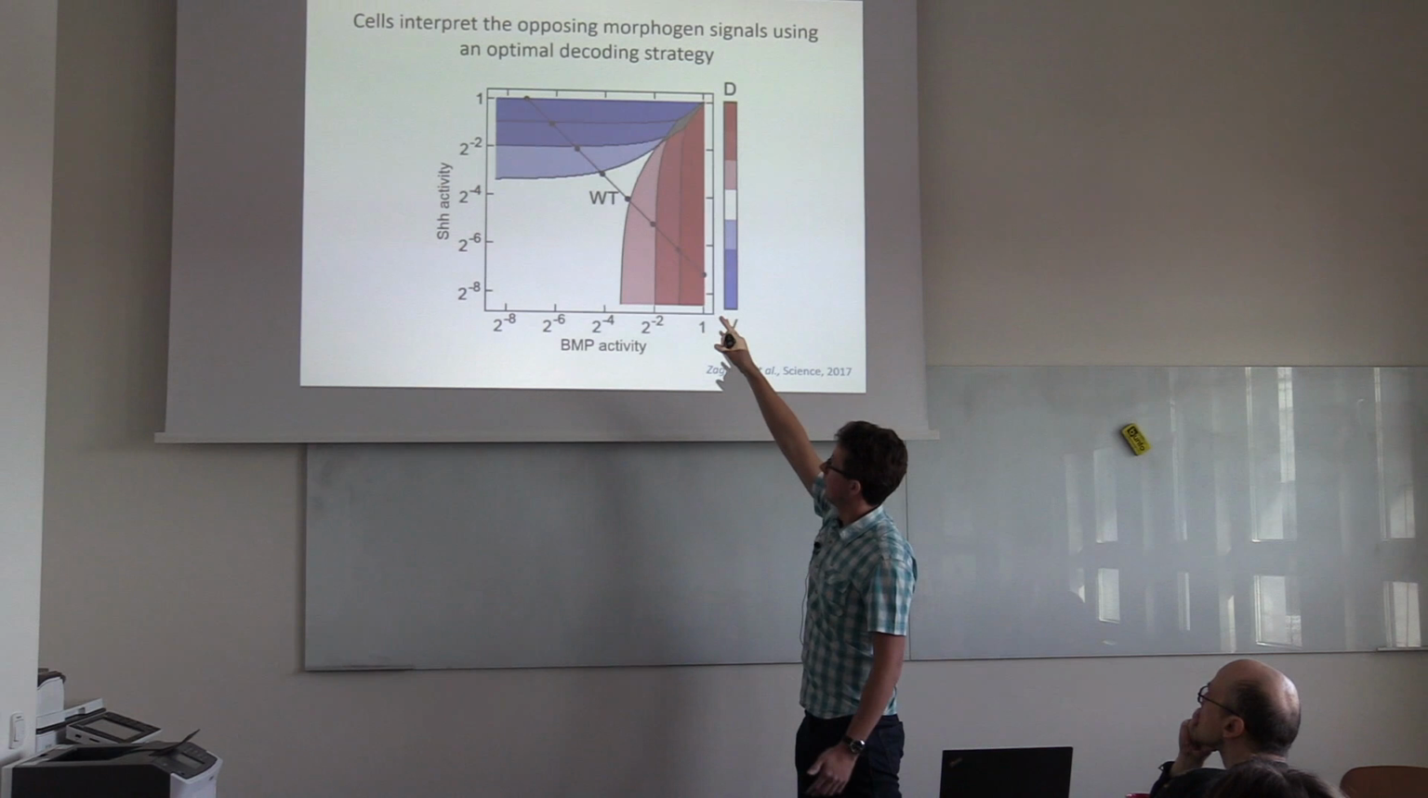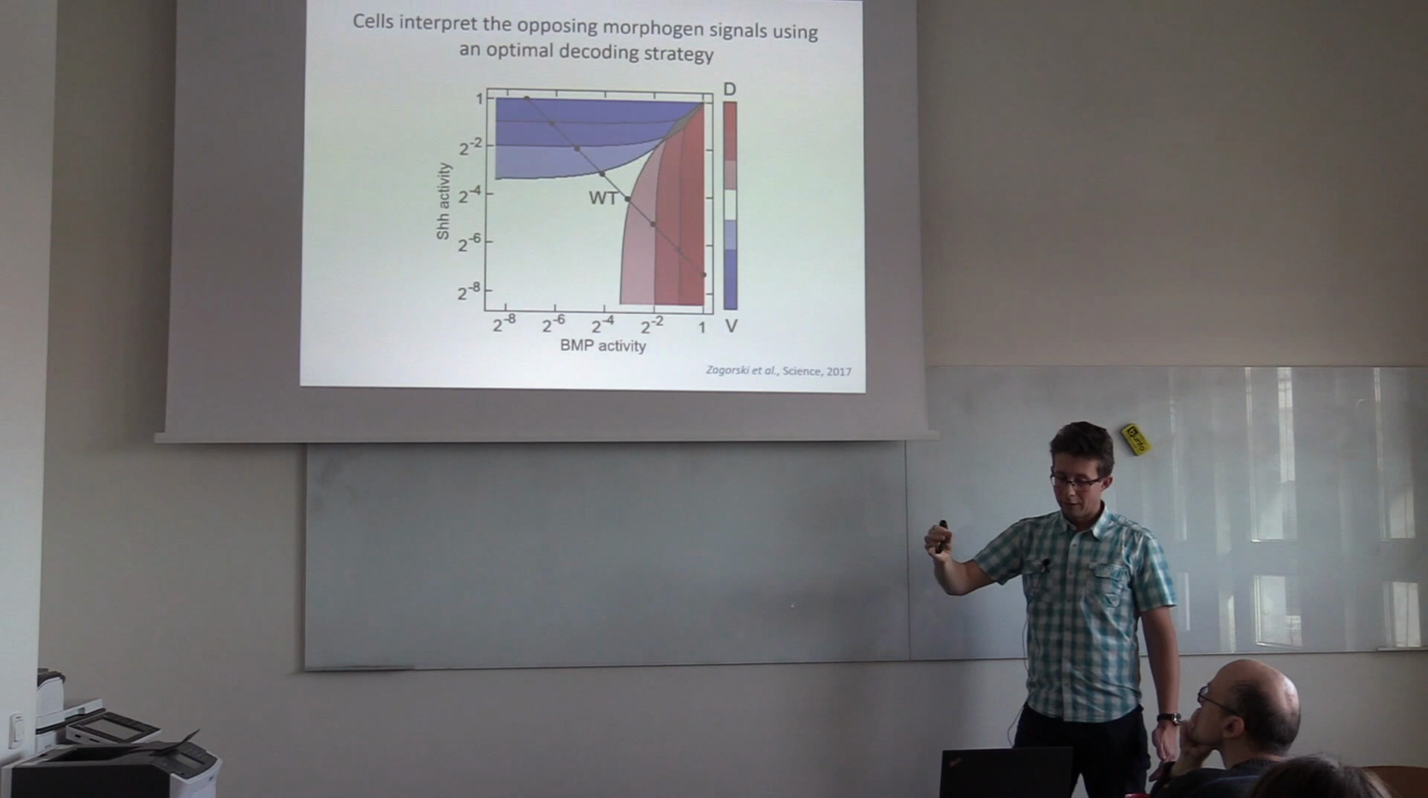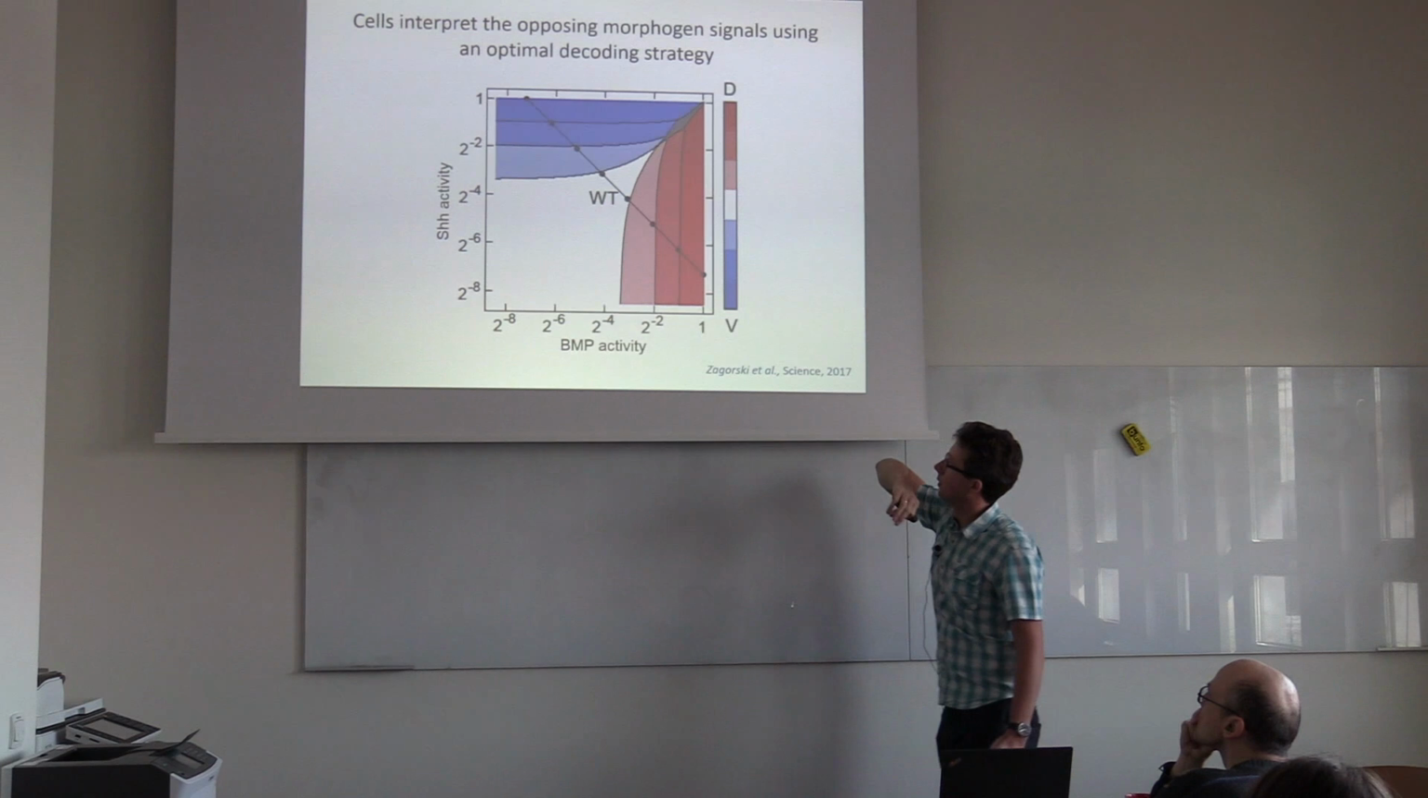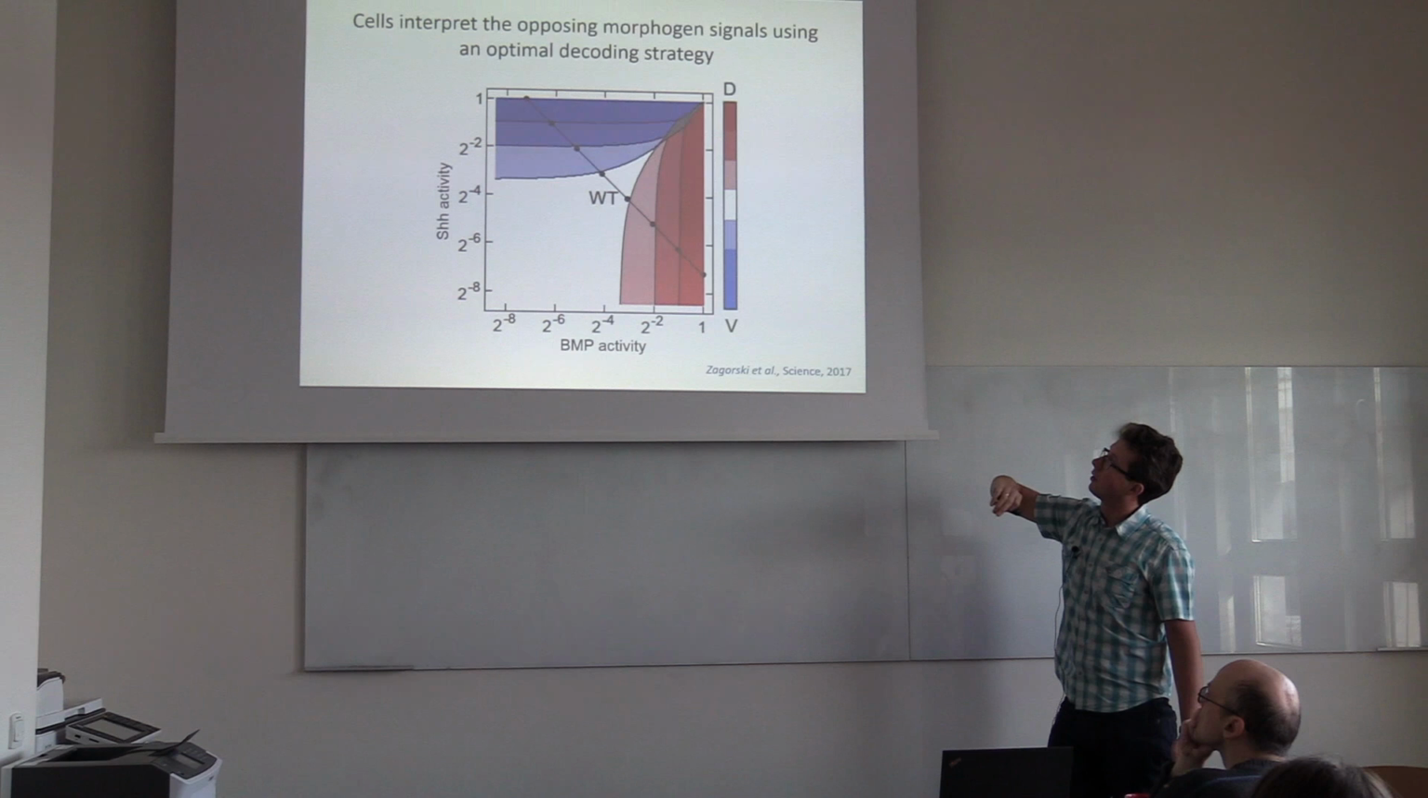So what is observed in biology during development at the initial state, this is the black line. And for the high BMP, this gives rise to the very dorsal domain. For the very low BMP and high Sonic Hedgehog, this gives rise to the ventral.